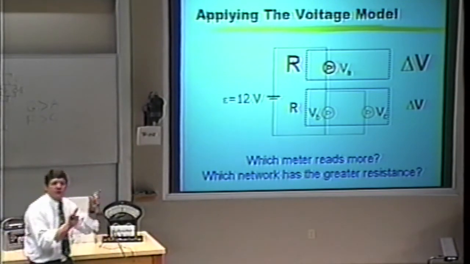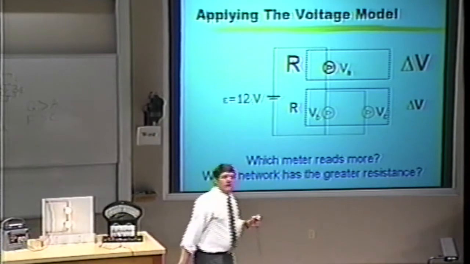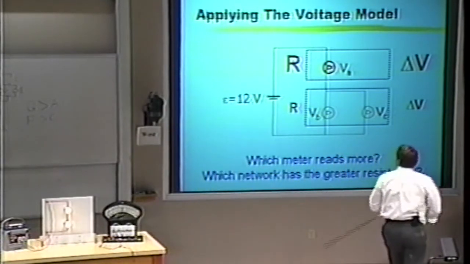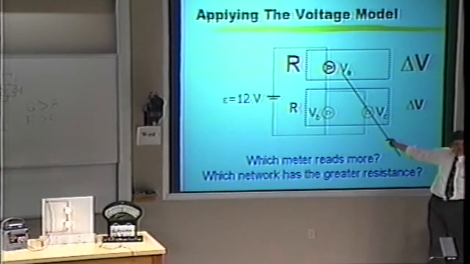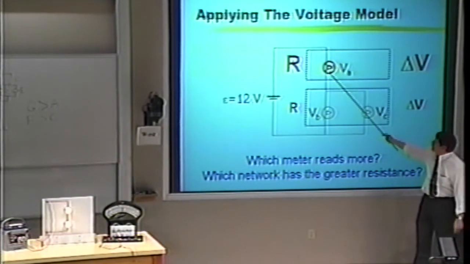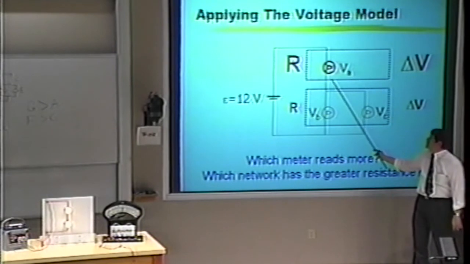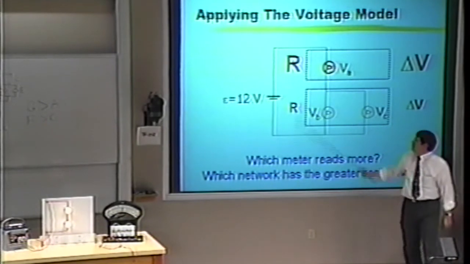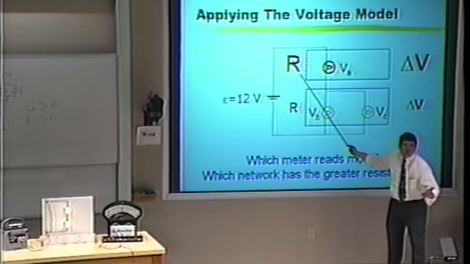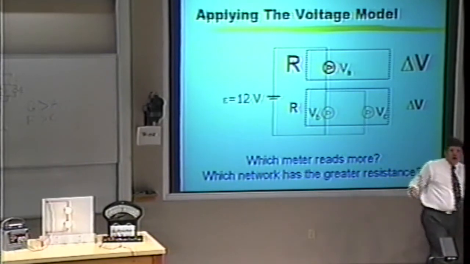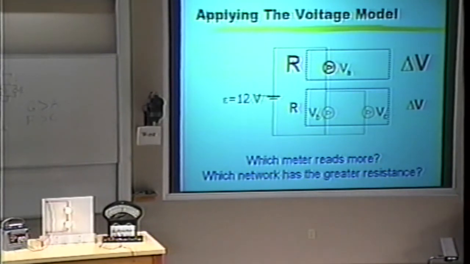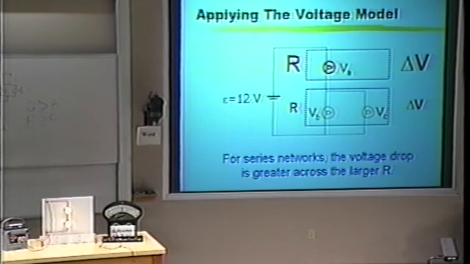It's going to use up its 12 volts of oomph more on which box? The harder box. It's harder to get charge to flow through this box than this box. I've got to get the same number of charges each second through both boxes. More of the oomph of the battery is going to be across that box there. For series networks, the voltage drop is greater across the larger R. True principle.